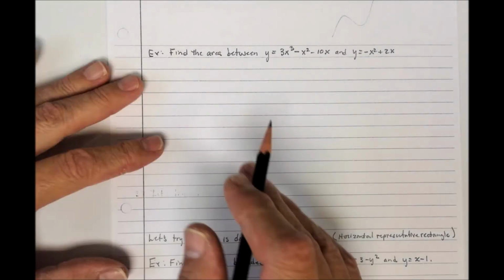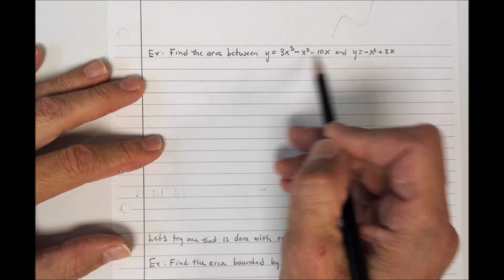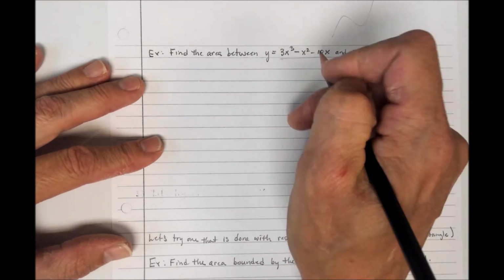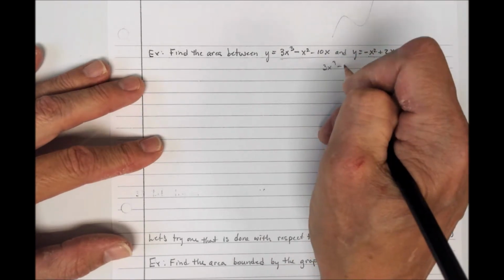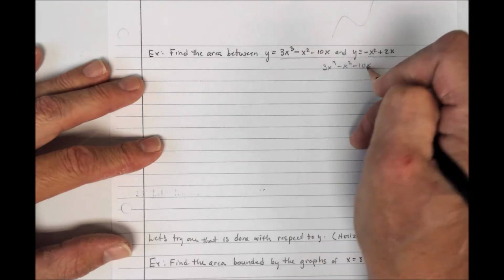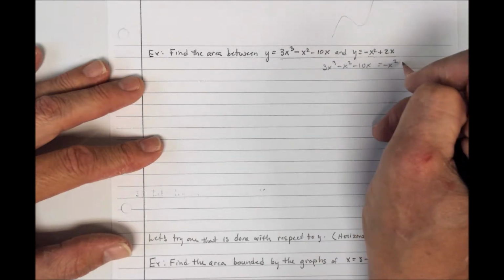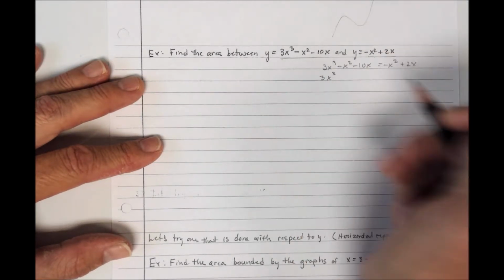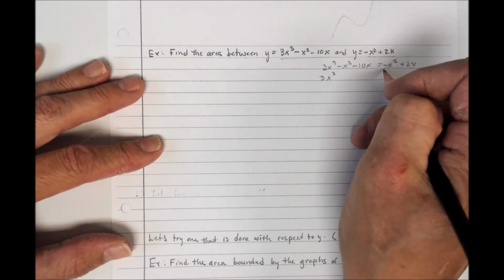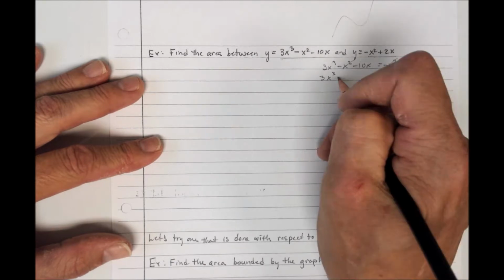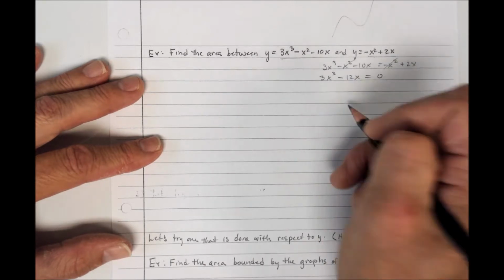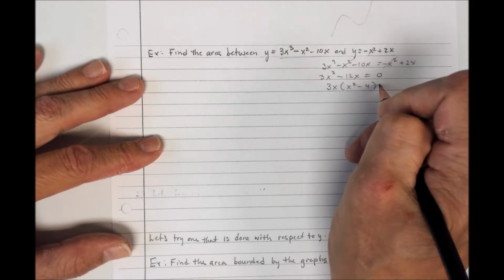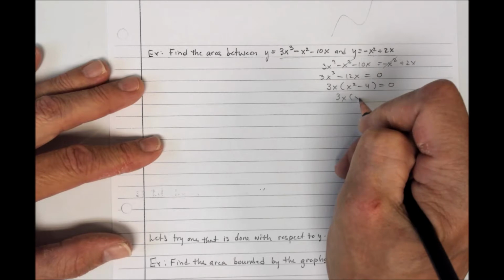But what I would suggest is find where they intersect first. So I'm going to set the y values equal to one another. I'm going to set 3x to the third minus x squared minus 10x equal to the opposite of x squared plus 2x. I'm going to bring everything to one side. I get 3x to the third. Looks like the x squareds cancel, and it looks like it's going to be minus 12x. Well, this is going to factor nicely. I have a GCF of 3x. Oh, really nicely. Difference of squares.